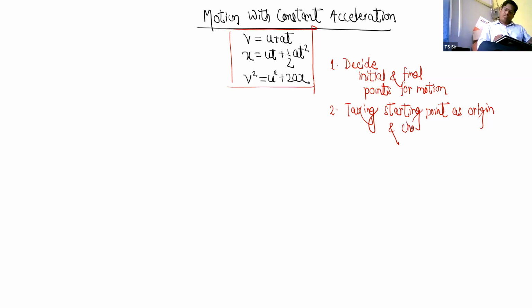and choose coordinate axis. Third point, after you have chosen coordinate axis, write given information. Write given information.